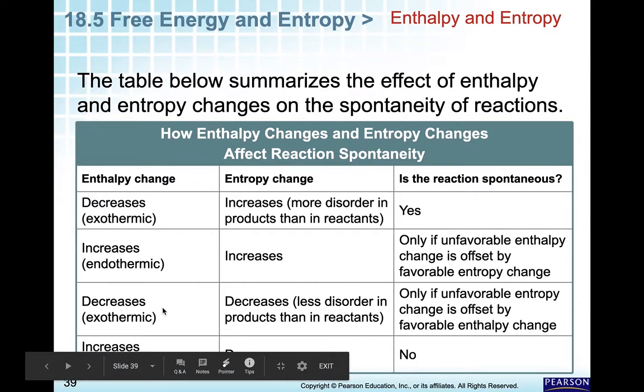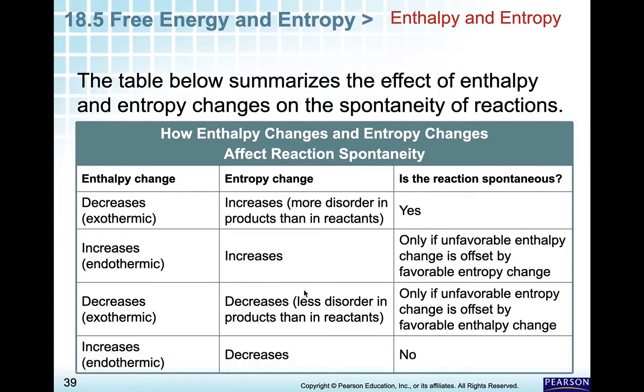If the enthalpy change is exothermic, so this is favorable, but we're creating less chaos, our entropy is decreasing. This is only favorable if the entropy change, this unfavorable decrease in chaos, is offset by a really big change in heat. A lot of energy is released.